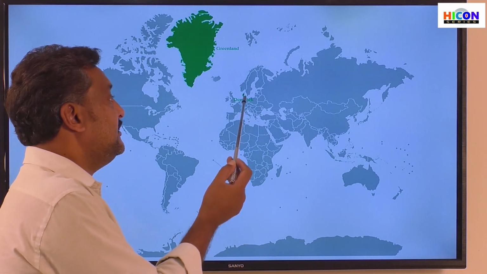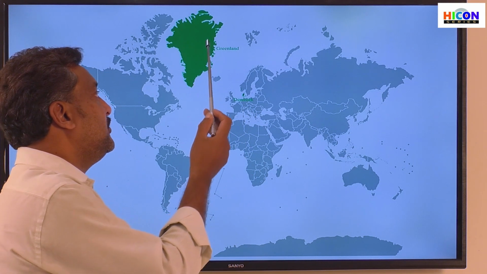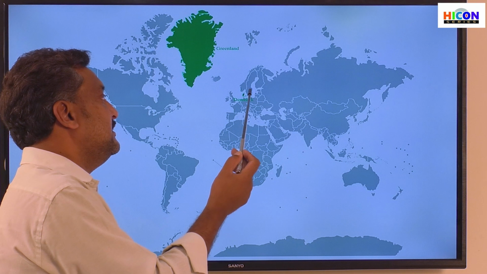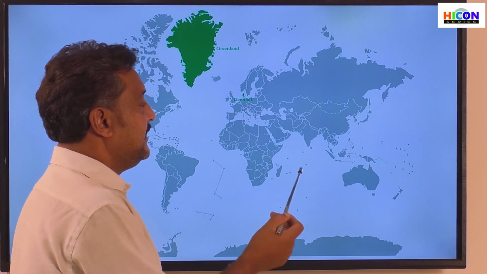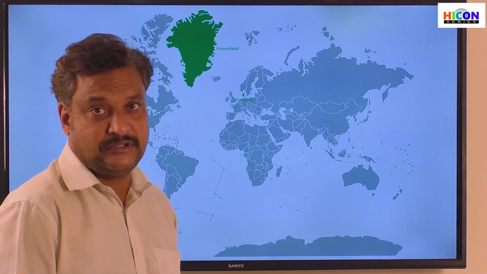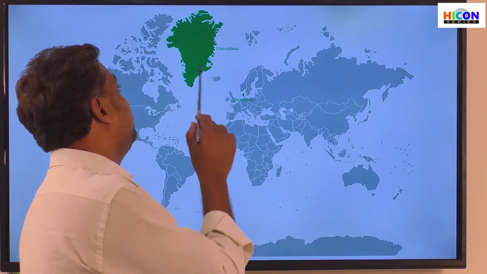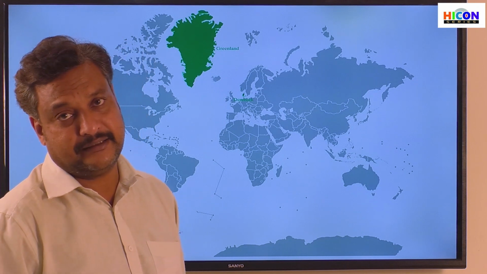Okay, so this is Denmark, and this big island of Greenland is a part of Denmark. See, this is India, and we have the Andaman Nicobar Islands here and the Lakshadweep Islands there, no? In the same way, Denmark is taking care of Greenland. Right? Okay.